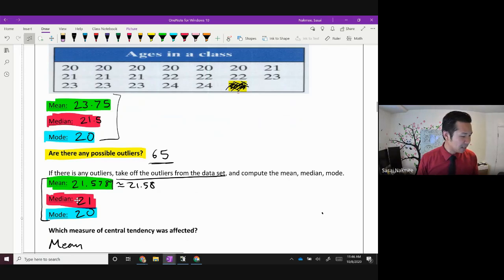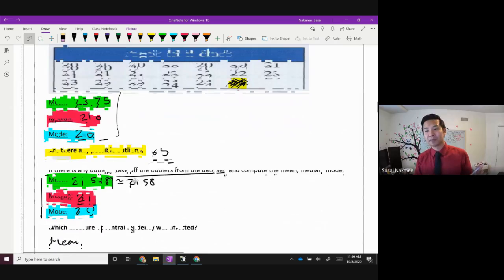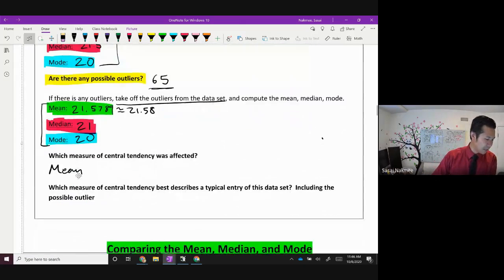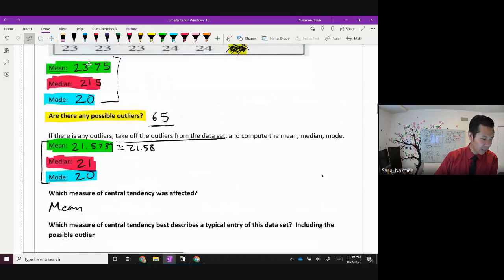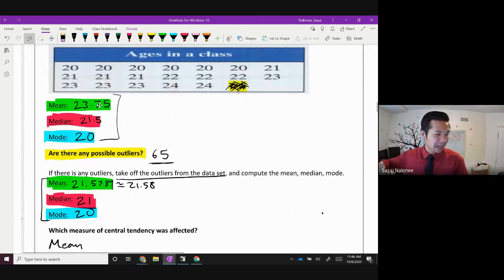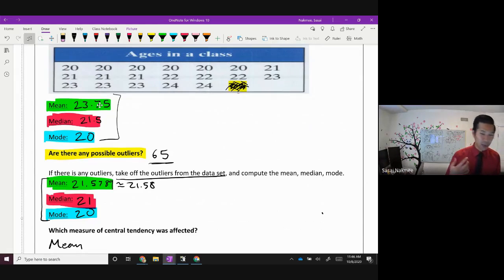So your data does get affected by these outliers, and the one that gets affected the most is the mean. Since the mean is being affected by this outlier, what measure of central tendency would best describe the entry of this data set, including the possible outlier? If I'm including the outlier, the mean is no longer the best representation because that's a little too high. The mode shows up the most, but again, it doesn't show everybody. It only shows the one that shows up the most, and it's very young.